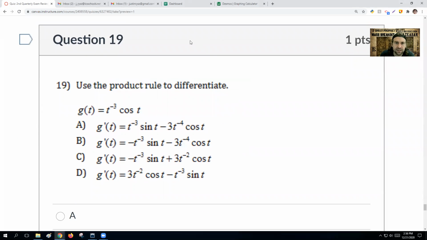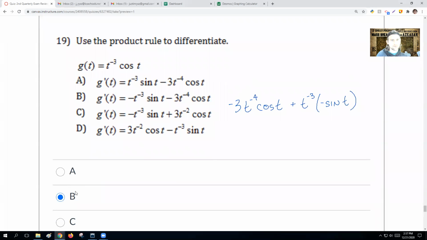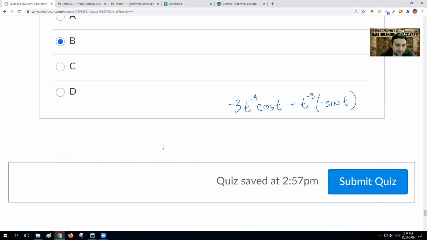All right, product rule, same thing here. Let's take the derivative of that. It would be negative 3t to the negative 4th power. We'll leave the cosine alone. And then we're going to go ahead and add: we'll leave the t to the negative 3 alone. The derivative of cosine is negative sine. So we should have both things negative. What matches this? It's either A or B. It would be B because we need to have a negative t to the negative third power sine of t.